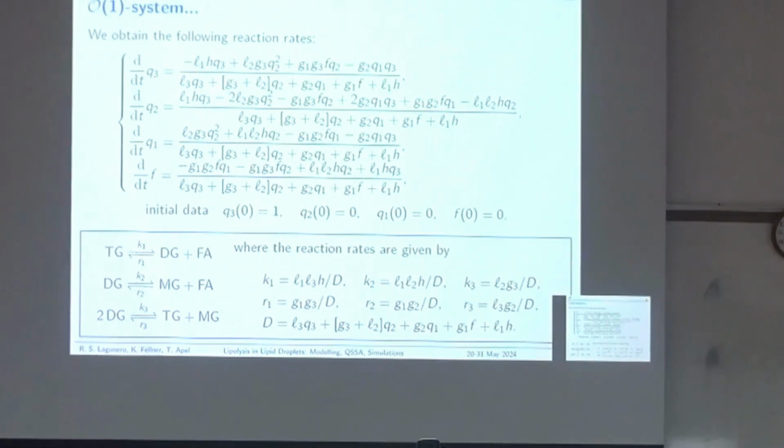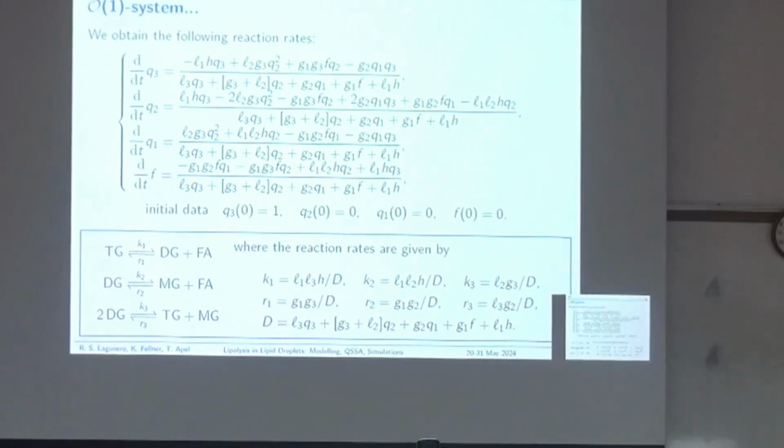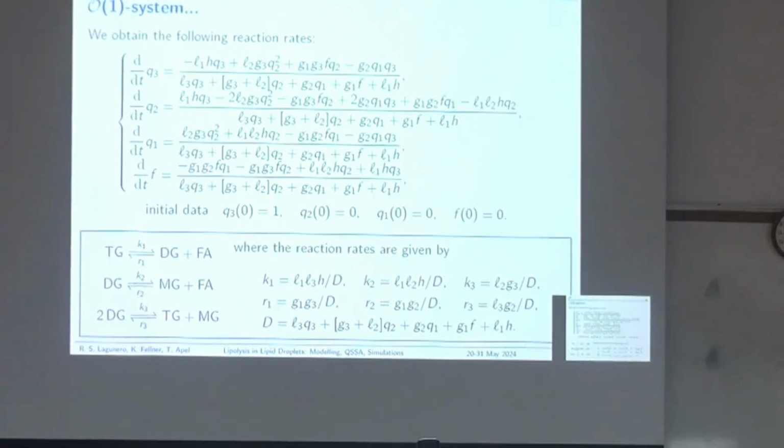So if you basically set G3, L2, G2, G1 to 0, you will have something like Q3 divided by Q3 plus some constant, which resembles your Michaelis-Menten. But not just that, you also see here a quadratic term, which now represents your transacylation process. Remember, you grab two triglycerides to produce TG and MG.